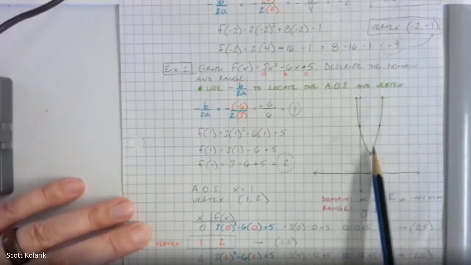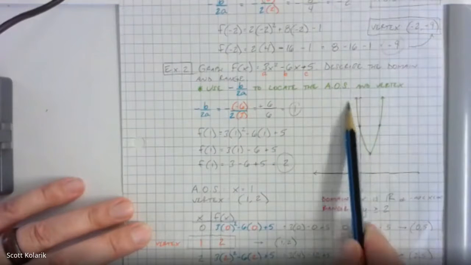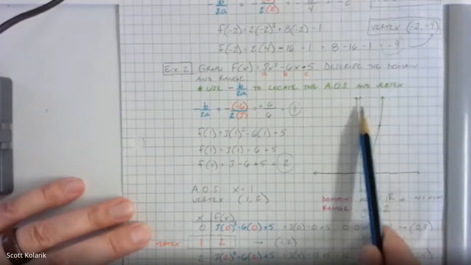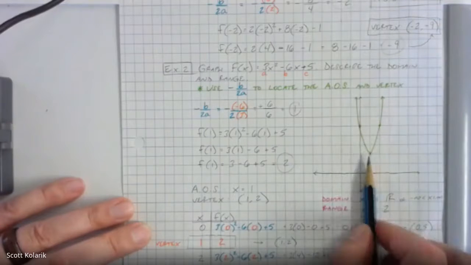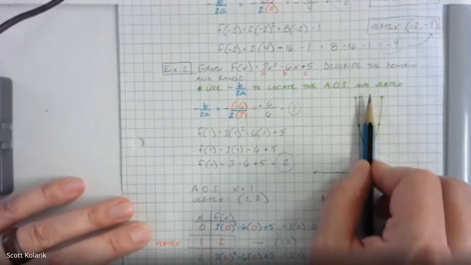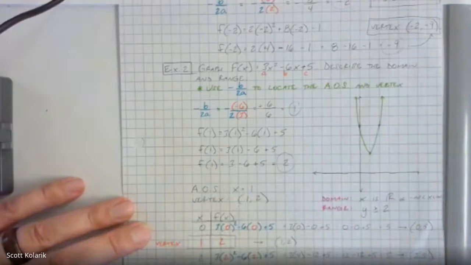But regardless of what value I found over here on this side of the parabola, it should be perfectly reflected to the other side of the axis of symmetry. Again, the axis of symmetry is going right up the middle through the vertex of this parabola.